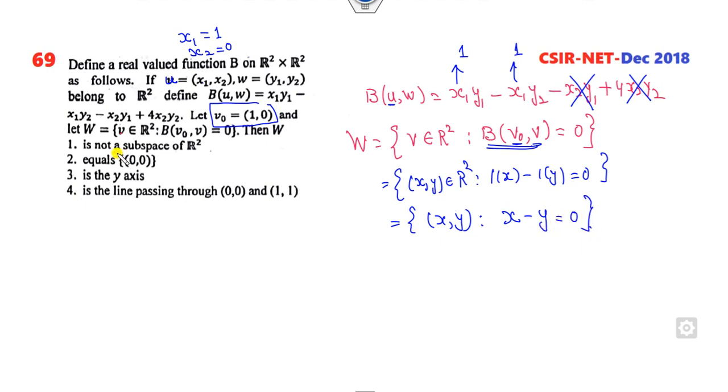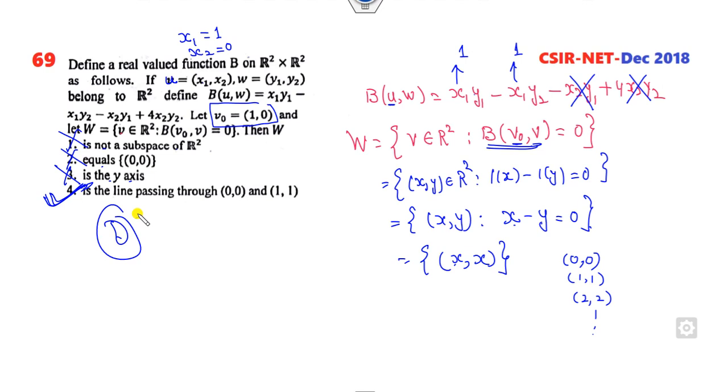So clearly it says that now it is not a subspace. That's wrong. It passes through the origin. It's linear, all properties satisfied, is equal to 0, 0. That's not satisfied because x is equal to y. It means this is a pair of x, x: 0, 0, 1, 1, 2, 2 and all satisfied. Is the y-axis? That's cancelled out, the y-axis only when x is my 0, but it is not true. The line passing through 0, 0, 1, 1 is the right answer. So the right answer is only my D.